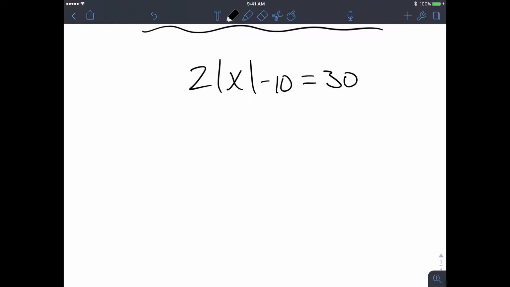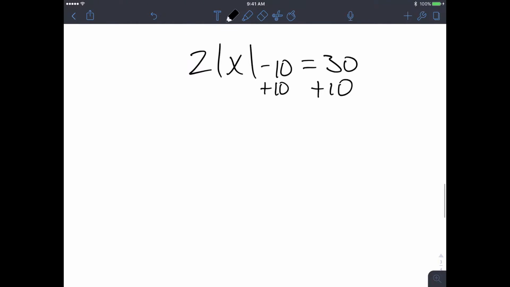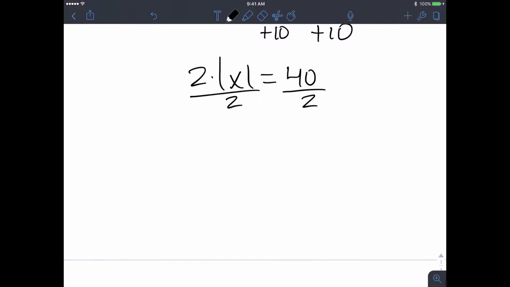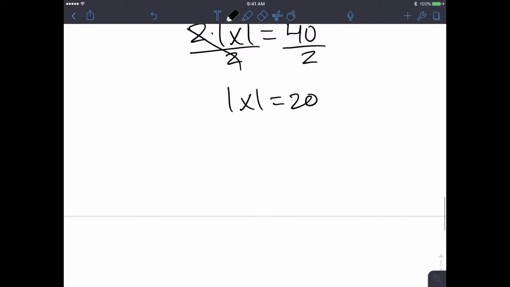Just like before, we want to get it back into a form that we know. So we're going to add 10 to both sides. And you're going to get 2 times absolute value of x equals 40. Now we're going to divide by 2. Since this is multiplication, the opposite of multiplication is division. Cancel it out. And you're going to get absolute value of x equals 20.